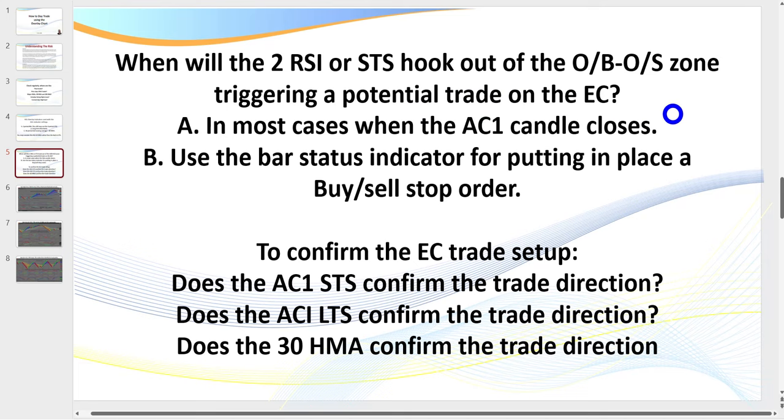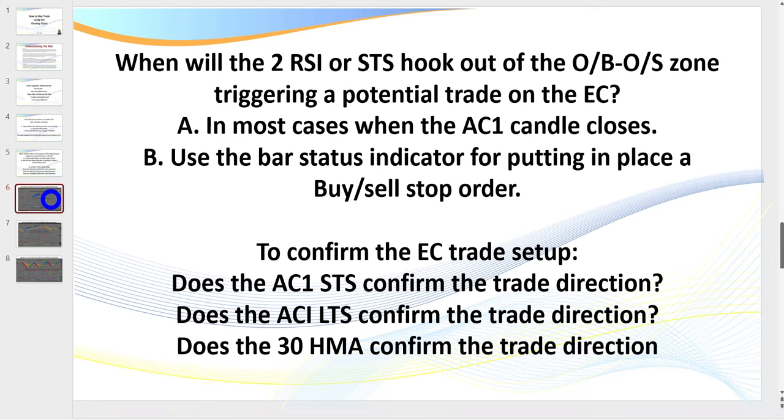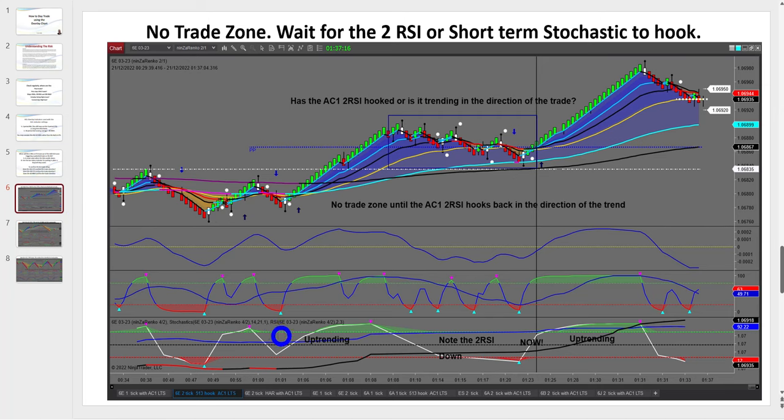Triggering a potential trade, because we're trading the higher time frame. For an example, down here, this is what's happening on the anchor chart. Now note here that this white line in this case is the two period RSI. It's down, it does not hook until now, which is in this case on the high of the fourth candle. Sometimes, depending on the time frame you're trading, it might be the fifth or even the sixth candle.